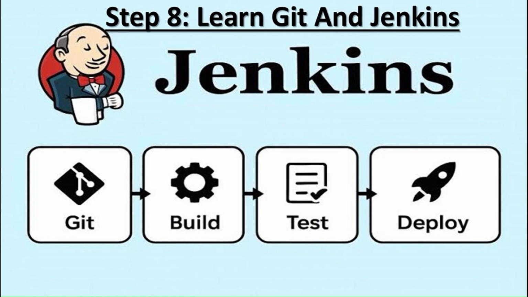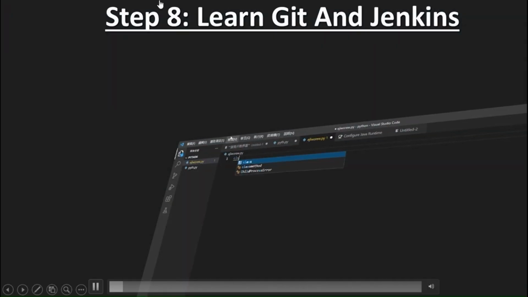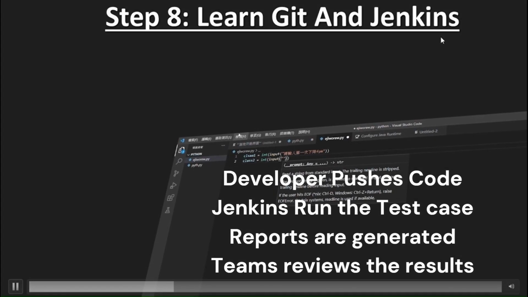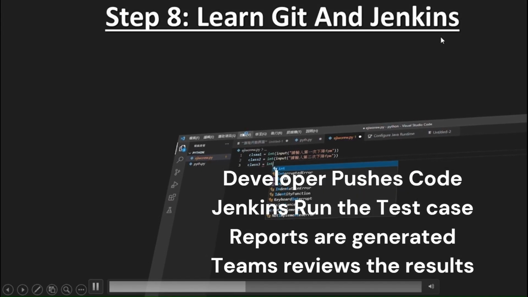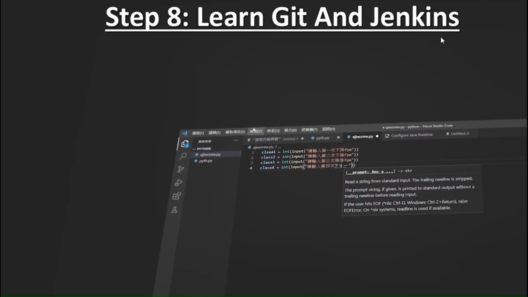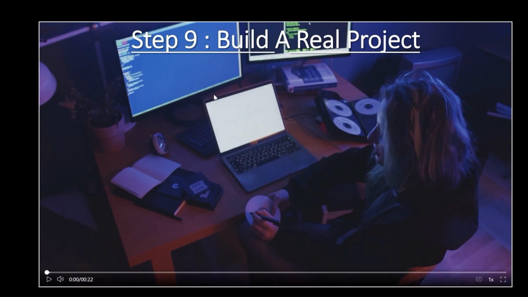Then I learned Jenkins. Jenkins helped me understand how companies execute tests automatically. Developer pushes code, Jenkins runs the test cases, reports are generated, and teams review the results. This is how automation works in the real world.